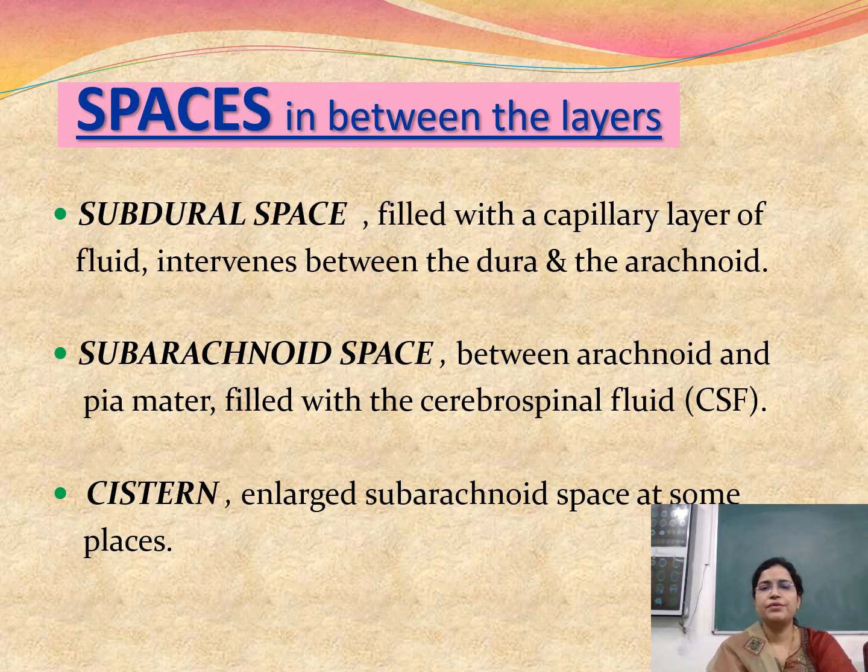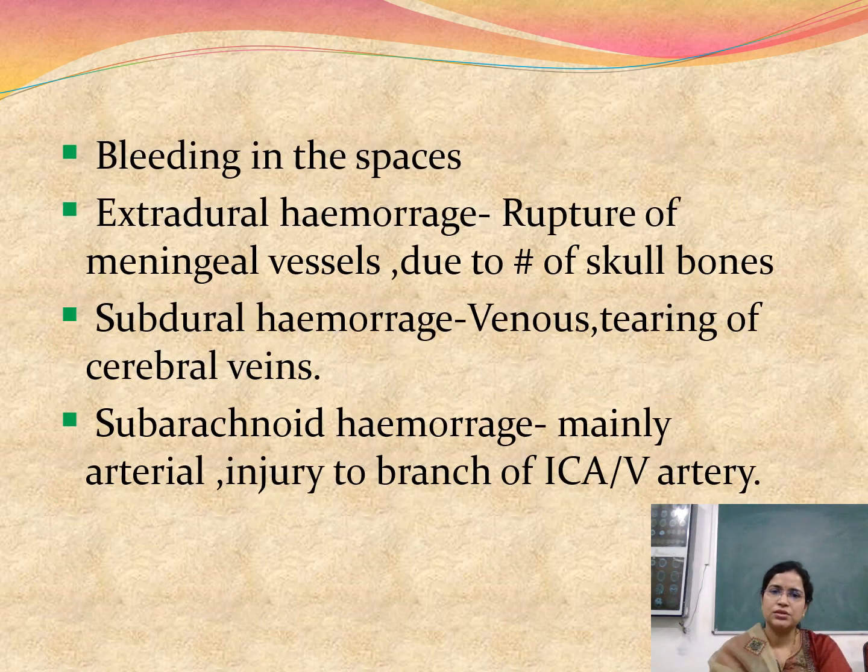Subdural space, filled with a capillary layer of fluid, intervenes between the dura and arachnoid. Subarachnoid space between the arachnoid and the pia mater is filled with the cerebrospinal fluid. Now, wherever there are large pools or large collections of CSF, suppose there are some enlarged spaces where the CSF is present, the enlarged subarachnoid spaces at some places are called cisterns. These are called cisterns.